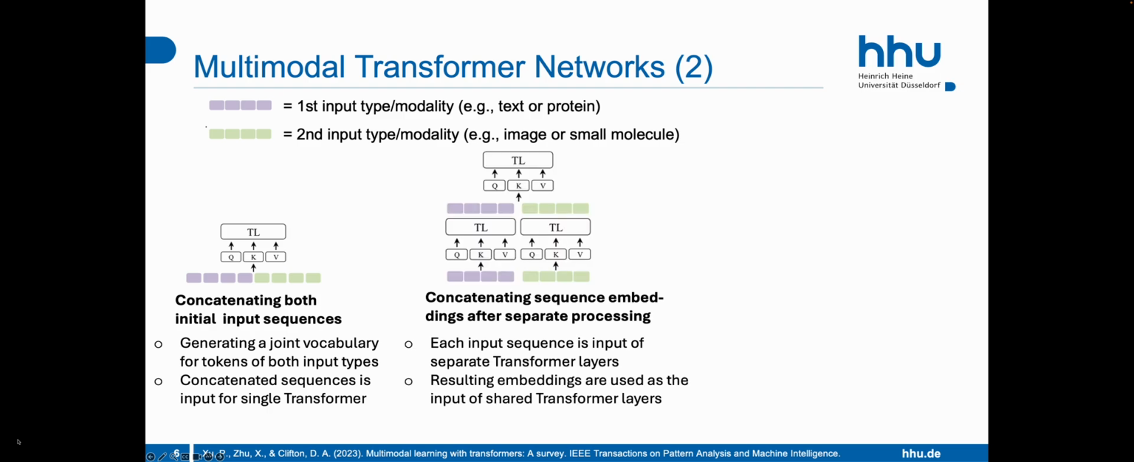A related option is to first pass each input type through a separate set of transformer network layers before using the embeddings of both sequences as the input of shared transformer network encoder layers. The advantage here is that we allow the model first to generate good representations of the tokens of both sequences before we allow the model to look at the other input type. It might be easier to extract useful information from the other input type once we already have meaningful representations.